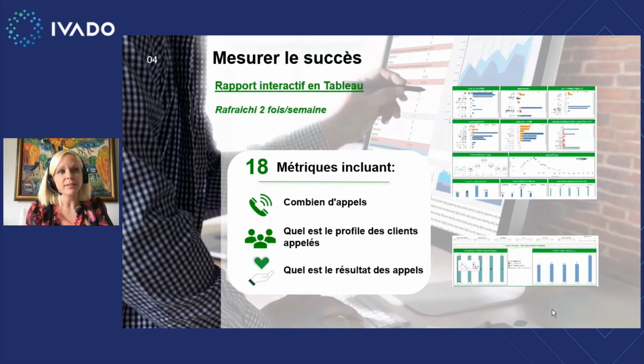So this was a dashboard refreshed twice a week, including 18 metrics and many filters for our partners. They could see the results per day, per week, per month. They could know the number of calls that were made, understand the client profiles, the category, and the results of the calls. They could know how many tools were offered, and the refusal rate.